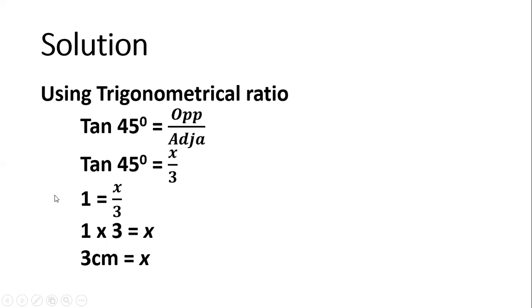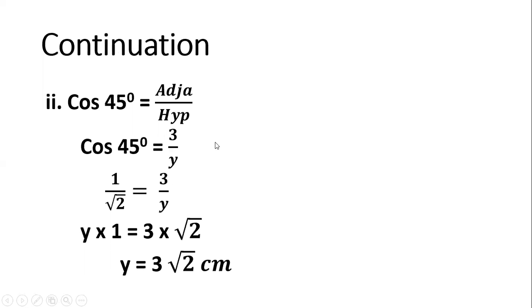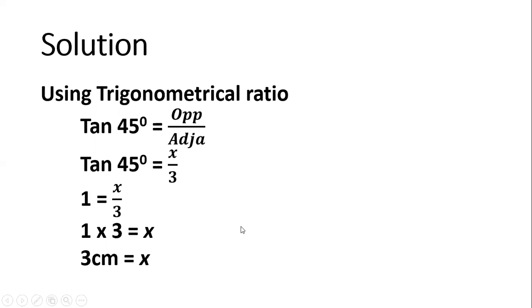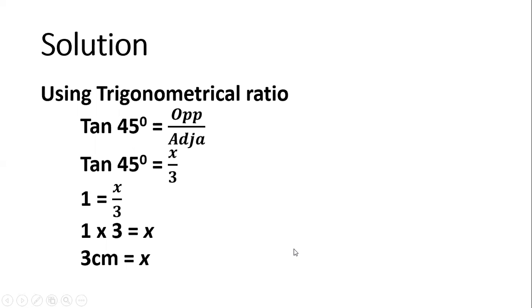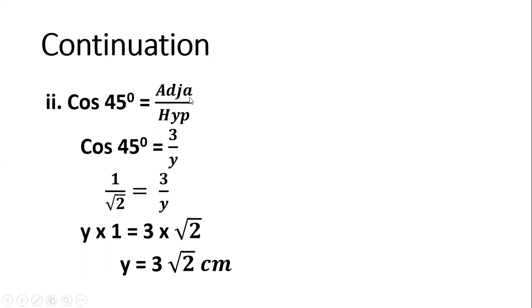So 1 times 3 will give us 3, that's 3 centimeters. Then to get our y, which is cosine, if you go back to the triangle, can you see now? Adjacent and hypotenuse. So cos 45 degrees is adjacent over hypotenuse, which is 3 over y. So what's the value of cos 45? 1 over root 2. So by cross multiplication, 1 times y, 3 times root 2, 3 root 2 centimeters.